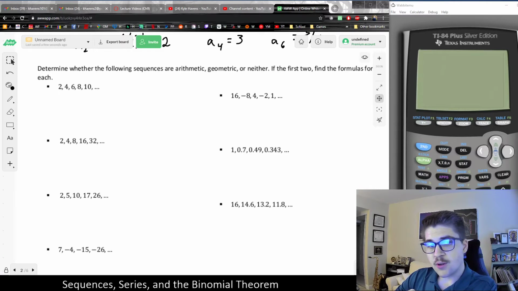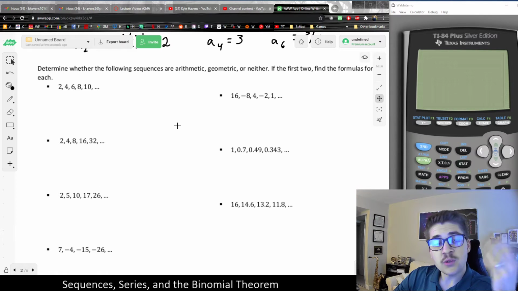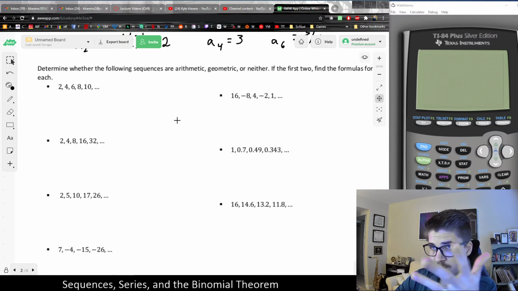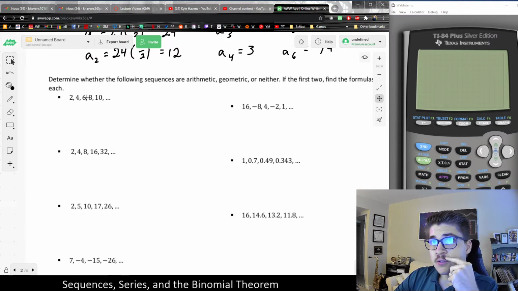A common type of homework question could be asking you to determine, is a sequence arithmetic, or is it geometric, or is it neither? Basically, in order to do that, you would just want to figure out, is there a common difference, or is there a common ratio? And if there's not a pattern that's identifiable based on adding, subtracting, multiplying, or dividing, then you know it is neither. So looking at the first one, we have 2, 4, 6, 8.